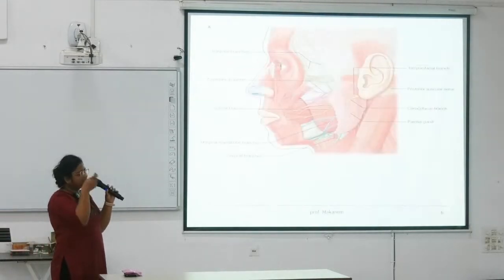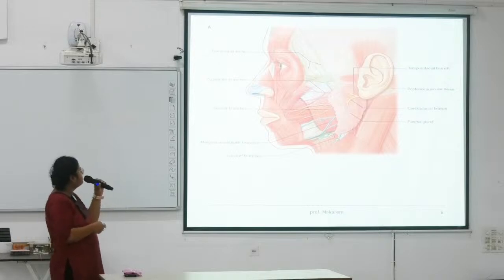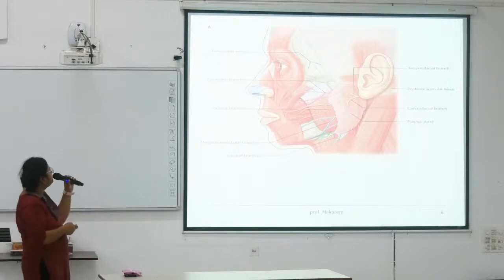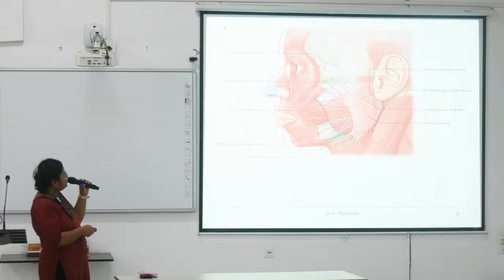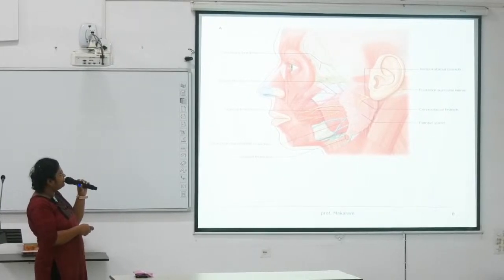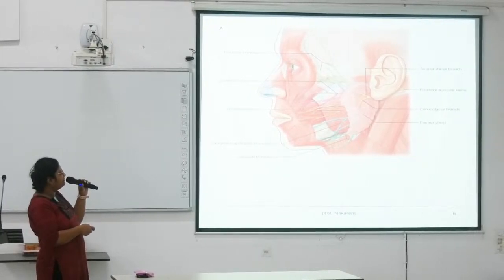Next, 5 branches have been shown: temporal, zygomatic, buccal, marginal mandibular, and cervical. Okay, here and here is the posterior auricular. After coming out from this stylomastoid foramen, the first branch is the posterior auricular.